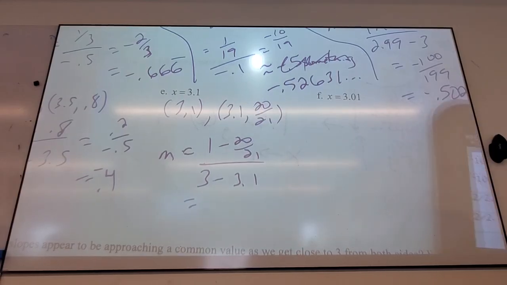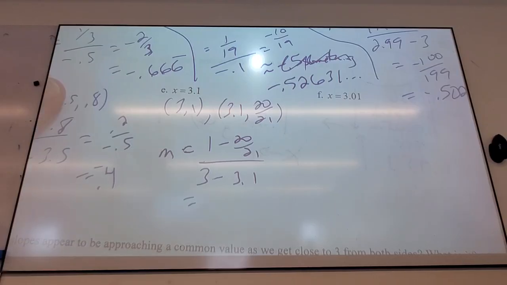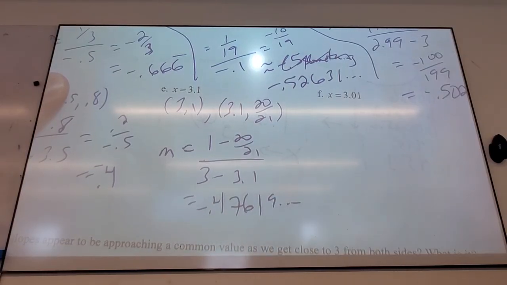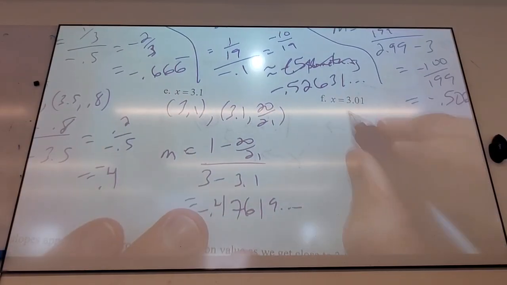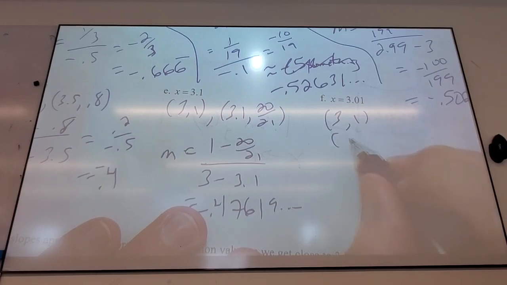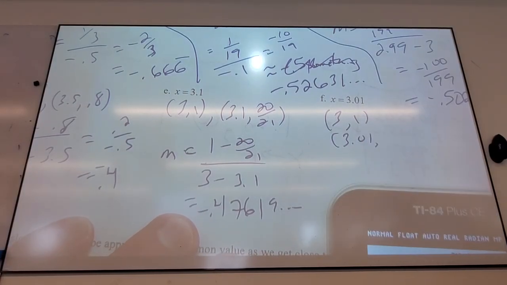Should be, what is that? 10 over 21, which is negative 0.476. So you can see it's already starting to do what we thought it might. It's starting to approach negative 0.5. Yes? Then, you're not going to believe this. We do the same thing with 3.01. When I plug that in, I have no idea.